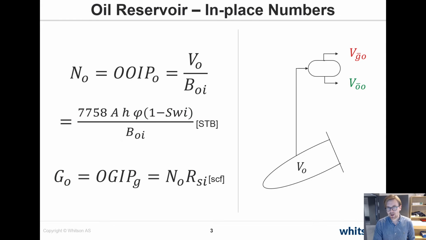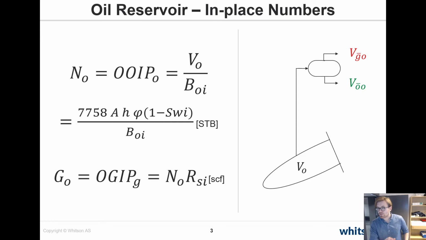And typically, we use the equations that we have here. The so-called original oil in place is just the volume of oil down in the reservoir. So it's essentially the hydrocarbon pore volume divided by the initial formation volume factor for oil. And to calculate the original gas in place, we then multiply this original oil in place with the solution GOR.